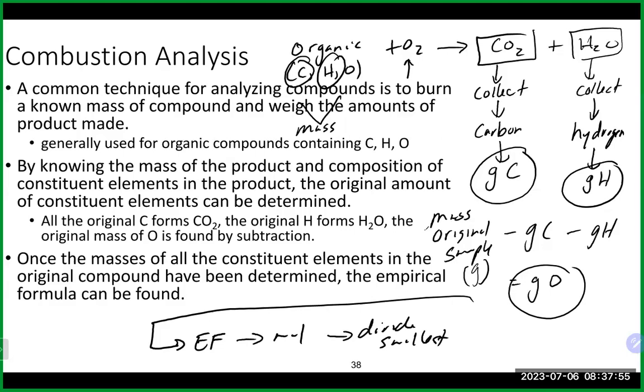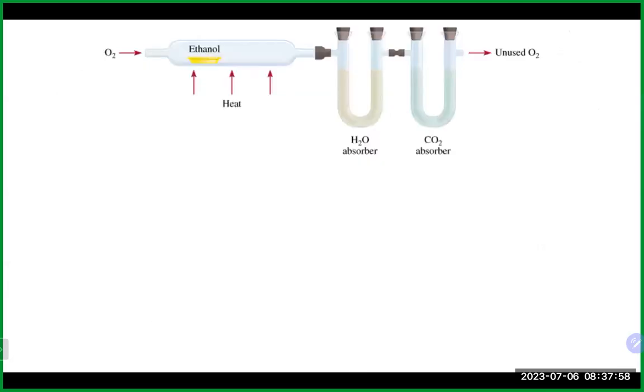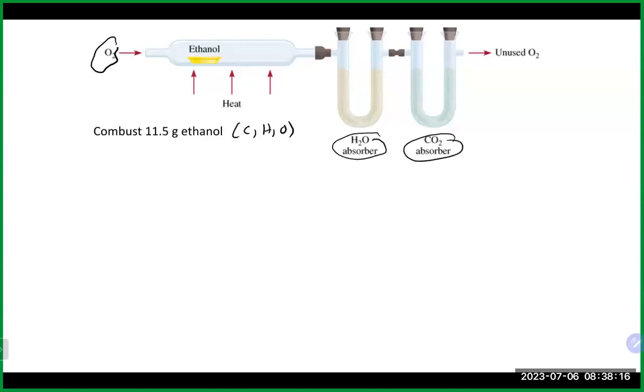So let's take a look at one here together and see how we go through this sort of process. Here's a setup. If we were to take 11.5 grams of ethanol, which again is an organic compound that contains carbon, hydrogen, and oxygen, and we put it in there. Obviously, we're adding some O2. We have a water absorber and a CO2 absorber, which is going to collect our CO2 and our water from this reaction. Again, the end of our combustion reaction will make CO2 plus water, so that is where it's going to be collected. In this particular case, they collected 22.0 grams of CO2 and 13.5 grams of water.